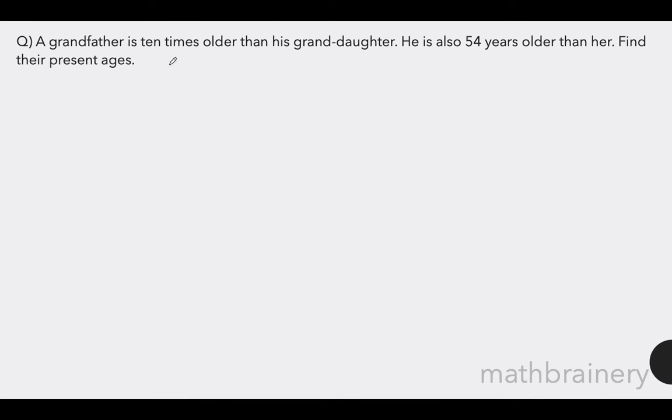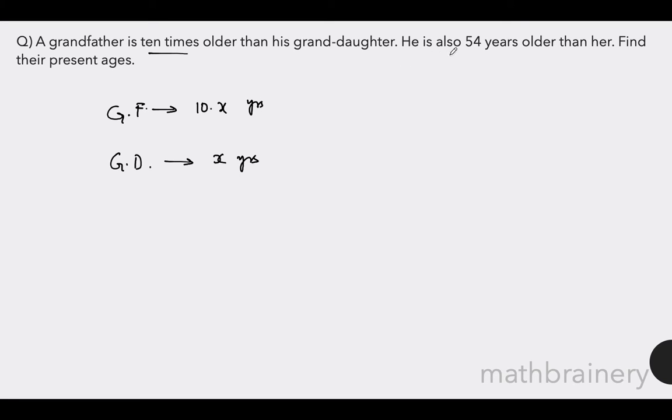A grandfather is 10 times older than his granddaughter. He is also 54 years older than her. Find their present ages. So now we have a grandfather and we have a granddaughter. Now what is given? Grandfather is 10 times older than his granddaughter. So if I assume granddaughter's age is x years, then grandfather must be 10 times of x, which is 10x years.